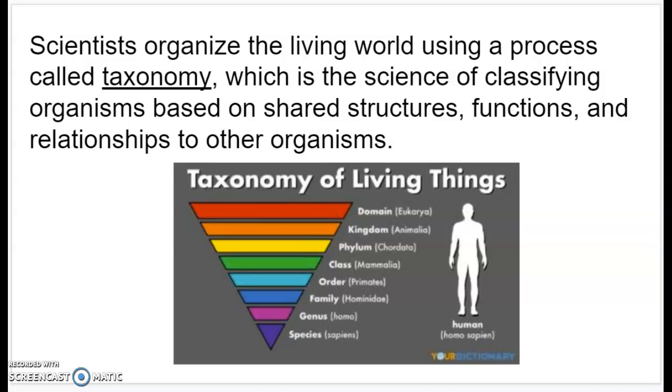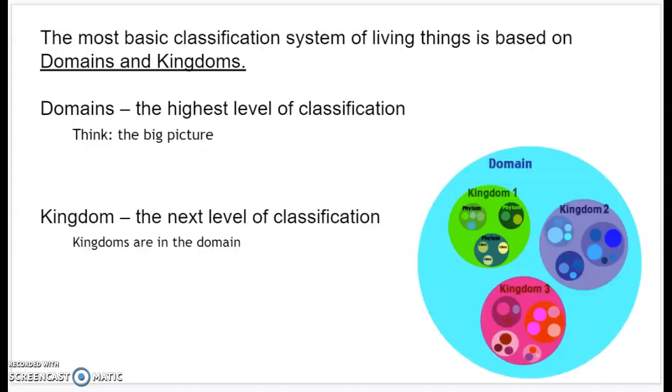So scientists organize the living world using a process called taxonomy, which is the science of classifying organisms based on shared structures, functions, and relationships to other organisms. The most basic classification system of living things is based on domains and kingdoms. Domains is the highest level of classification. Think the big picture. Kingdoms is the next level of classification. Kingdoms are found in the domain.